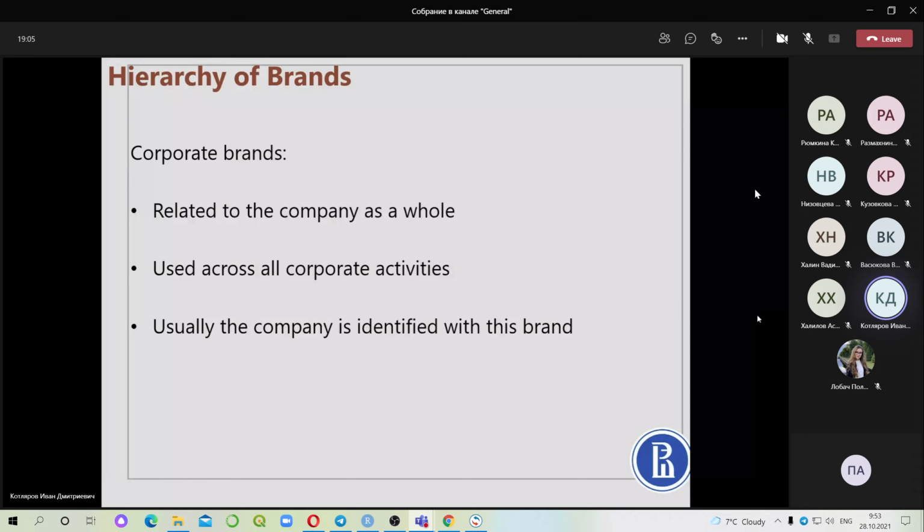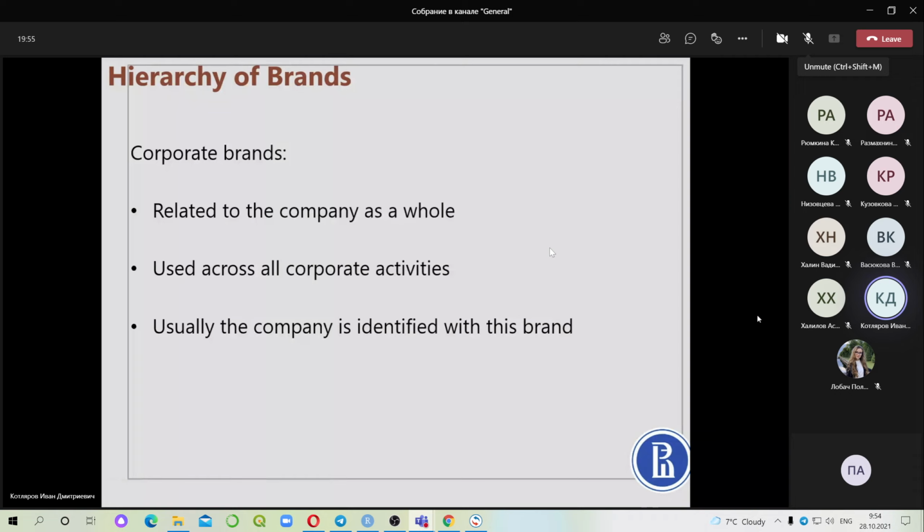Let's look at other features of corporate brands. These brands are normally used across all corporate activities, and usually the company is identified with this brand. We may not know the legal name of the company, but we associate it with the brand. For example, do you know the brand Sber here in Russia? Yes, of course. The company, and now we would even say the whole ecosystem, is associated with this brand, Sber. It is a very big brand which covers all activities of this company and even this ecosystem.